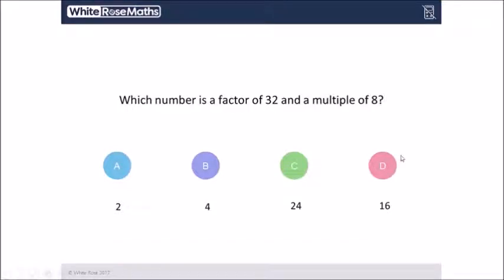So which number is a factor of 32 and a multiple of 8? And again, if you need some more time to think, please just pause the video. Okay, so the answer we're looking for is 16. We know that 16 is a factor of 32 because 16 times by 2 gives me 32. We also know that 16 is a multiple of 8 because 16 is in the 8 times tables because 8 times 2 gives me 16.